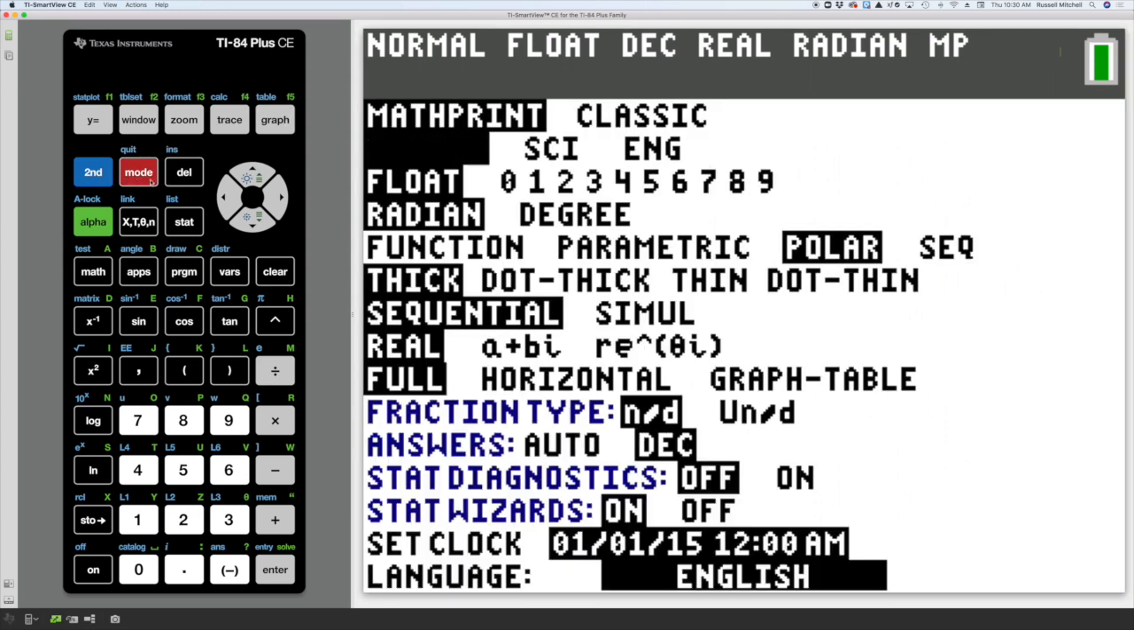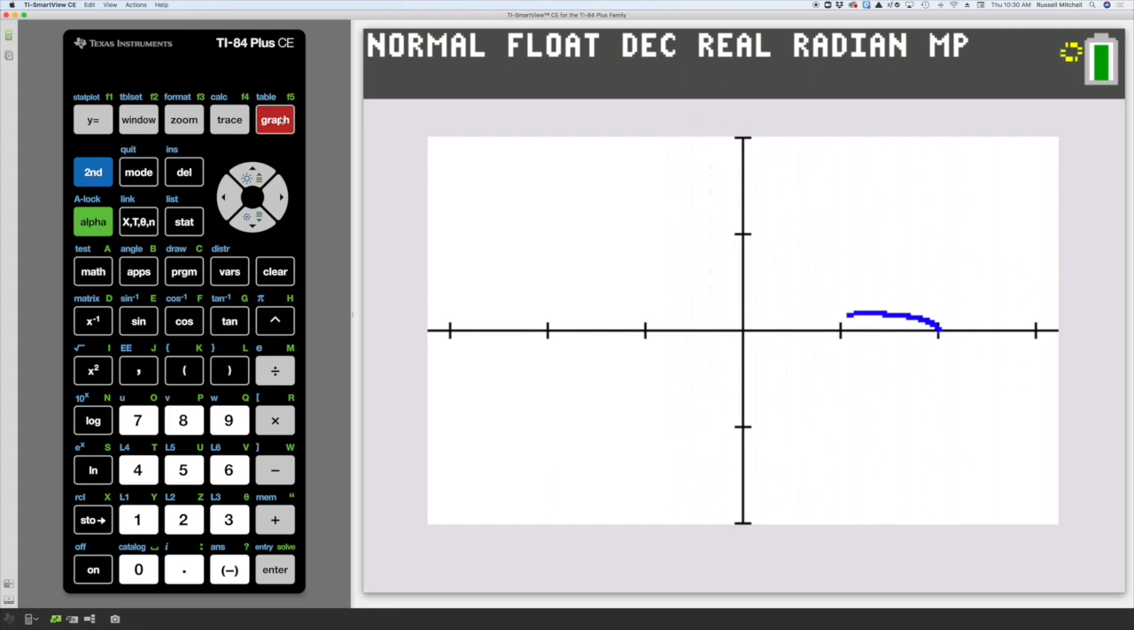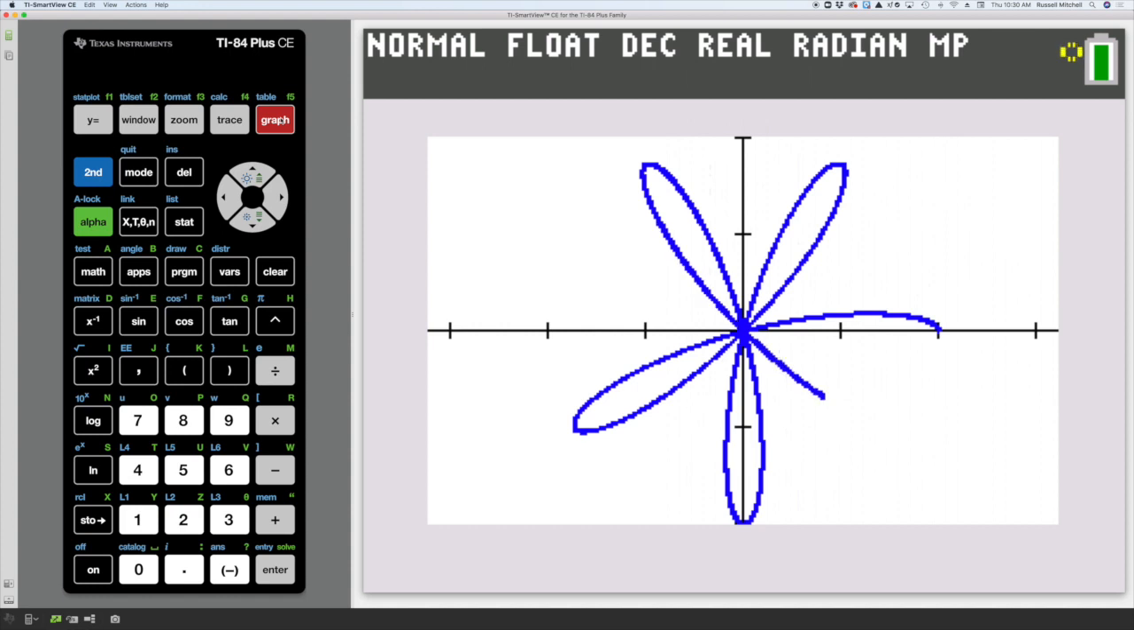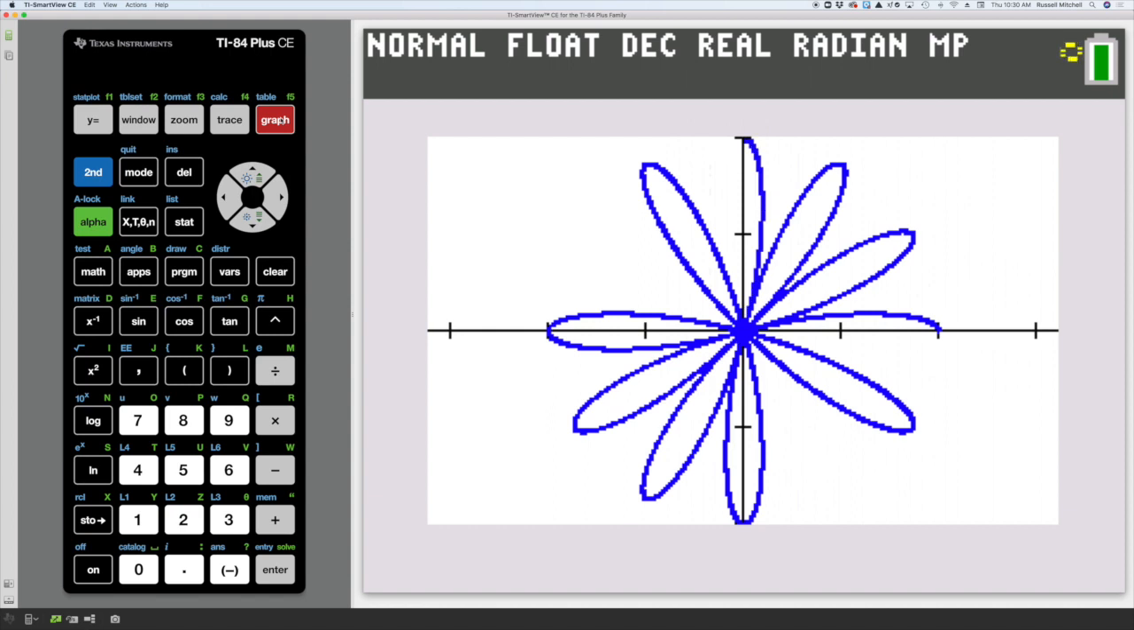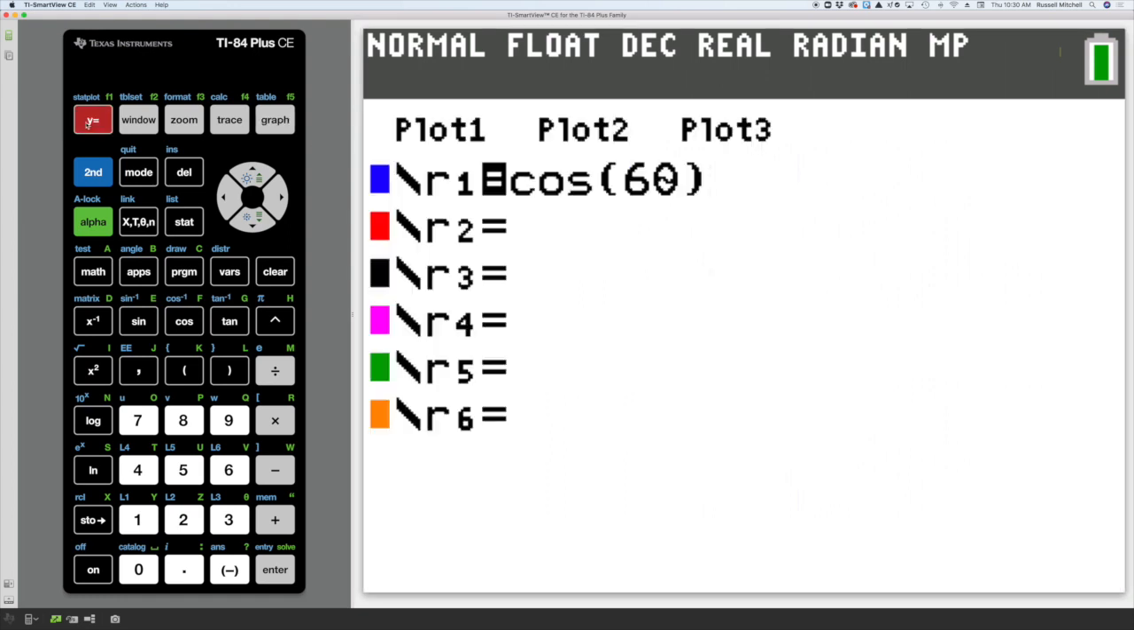I'm going to talk about something we didn't do. But if it was cosine of 6 theta, watch what happens on this one. You again only get, well, you get what? 1, 2, 3, 4, 5, 6, 7, 8, 9, 10, 11, 12. You get 12 petals again, right?